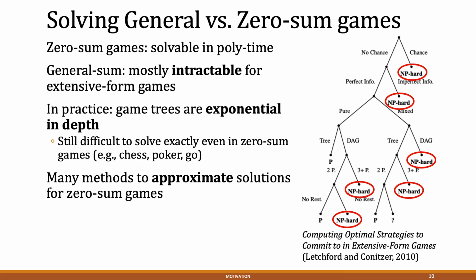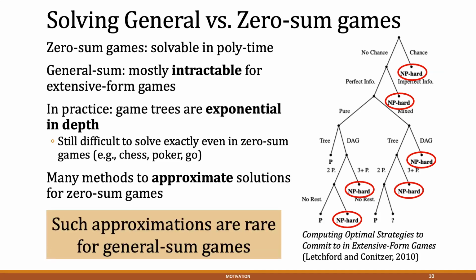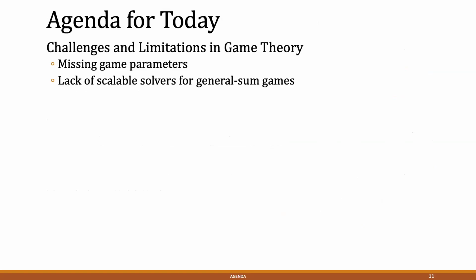Now, the truth is that even for zero-sum games, it's still quite challenging because the game tree is very large. But there are many methods out there to handle this, in games like chess and poker and pool. And that is actually what allowed us to get all the superhuman performance in these games. But there are almost no such approximations or heuristics available for general sum games, right? And this is actually a hole that I wish to fill. Okay, so that's it for the motivation part.